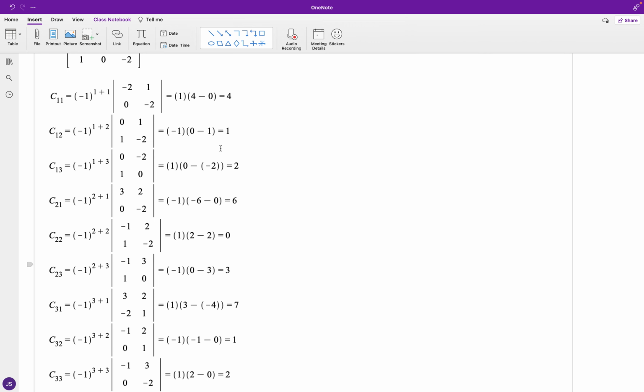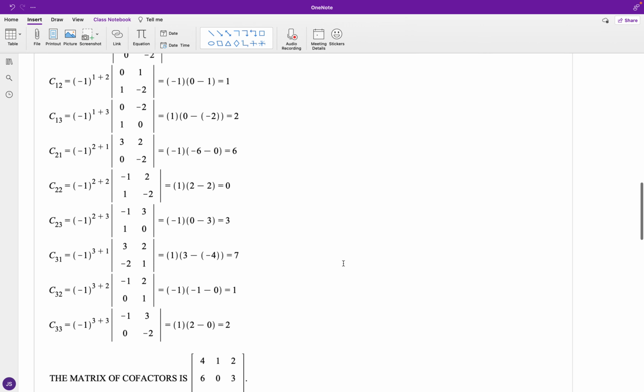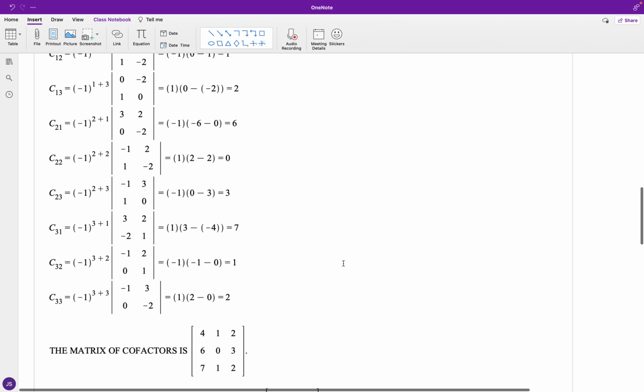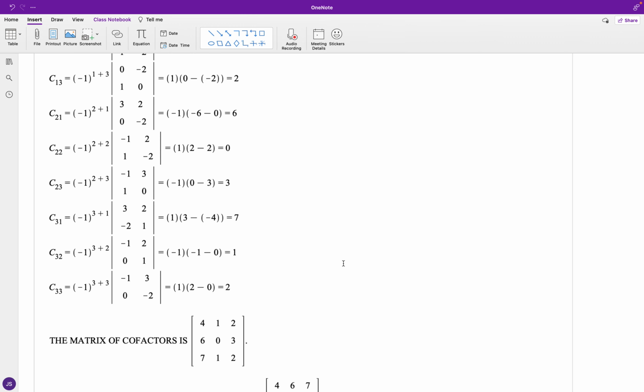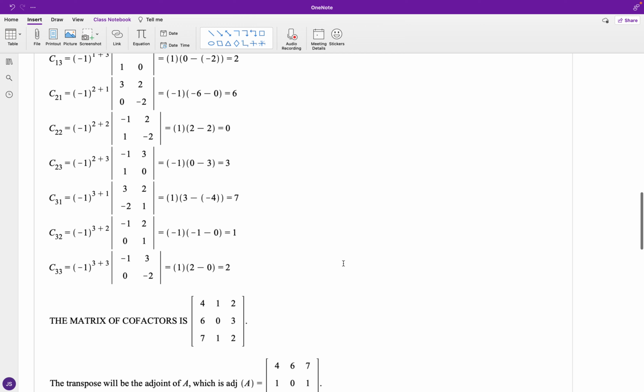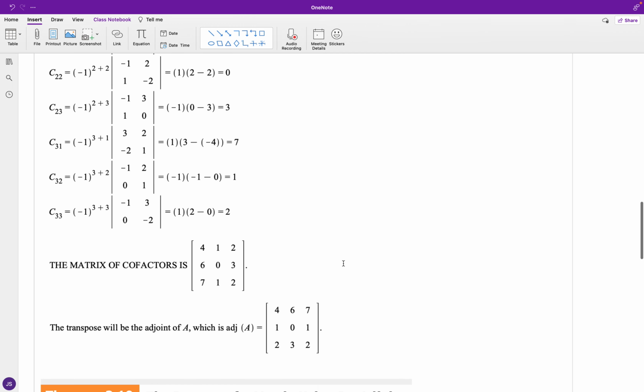And utilizing these values, going row by row, the matrix of cofactors is going to be 4, 1, 2, followed by 6, 0, 3, and then in the last row, we come out to 7, 1, and 2. And so the transpose is going to be the adjoint, which in this case is 4, 6, 7, 1, 0, 1, 2, 3, and 2. Now, arriving at the value of the adjoint.